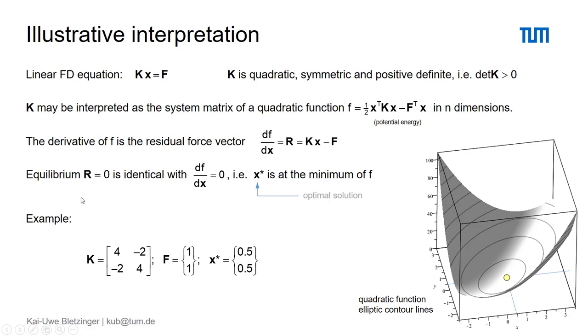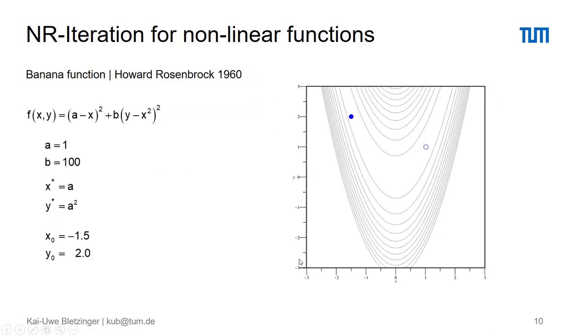A little example here with k and f, and we solve this problem here. We just receive the optimal solution x star at 0.5 and 0.5. Just refer to our little sketch here. And if we now refer to this nonlinear Newton-Raphson iteration, then, as we have seen, we repeatedly solve quadratic problems.